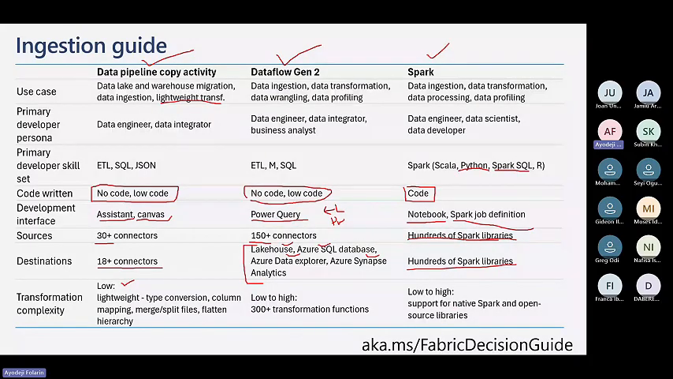So that is that. Now, I want us to look at the primary developer skill. The skill set you need here is to understand ETL, SQL, JSON. But when we talk about Dataflow Gen 2, we are talking about ETL, M query. That's the query language we use for our transformation within Power Query. It's called M query. Or your skill, you also need some good knowledge of what?